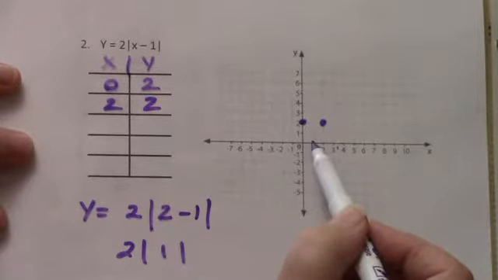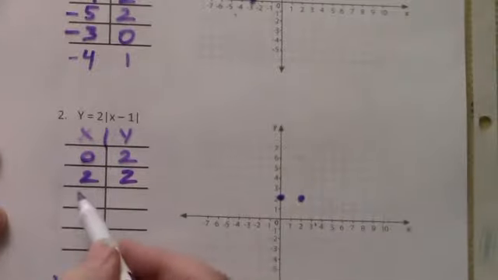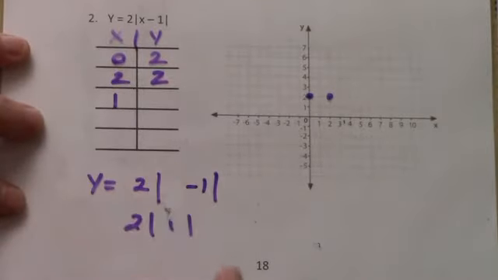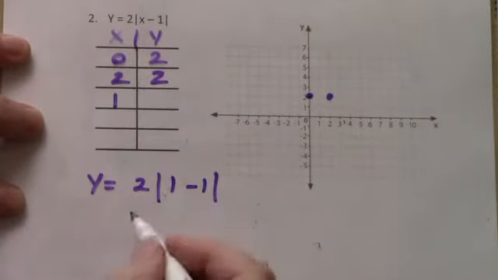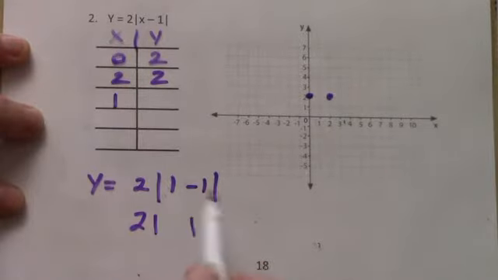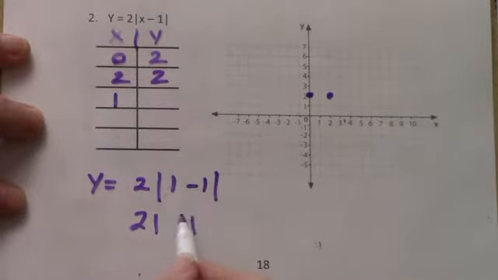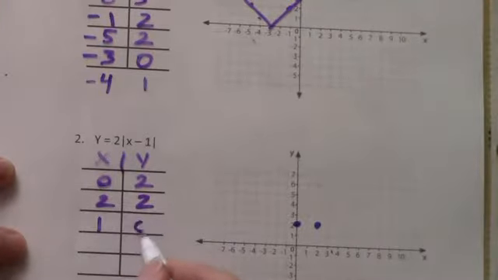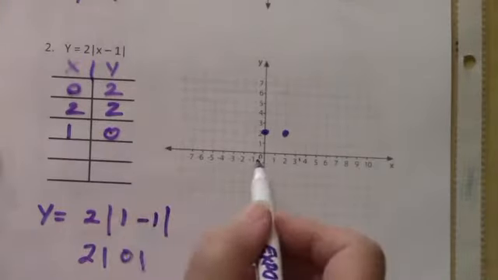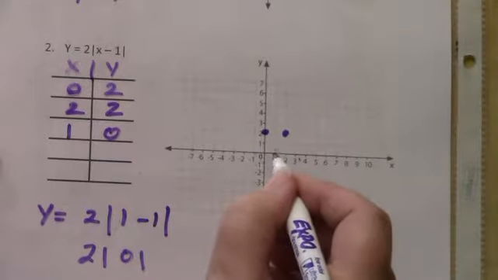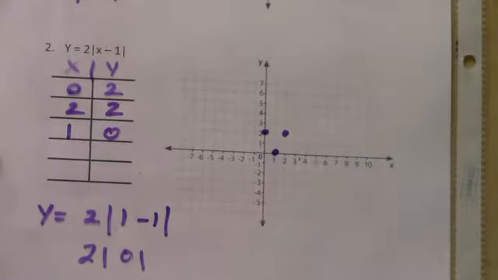So let's pick the value 1 for x. Let's put a 1 in there. So 2 times the absolute value of 1 minus 1 is 0. 2 times 0 is 0. Okay, so now this looks like we're getting somewhere. So that means when x is 1, y is 0.